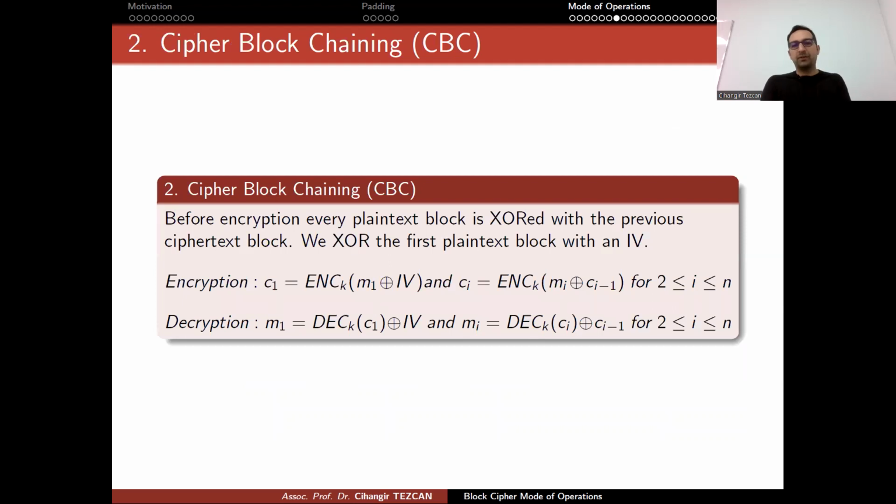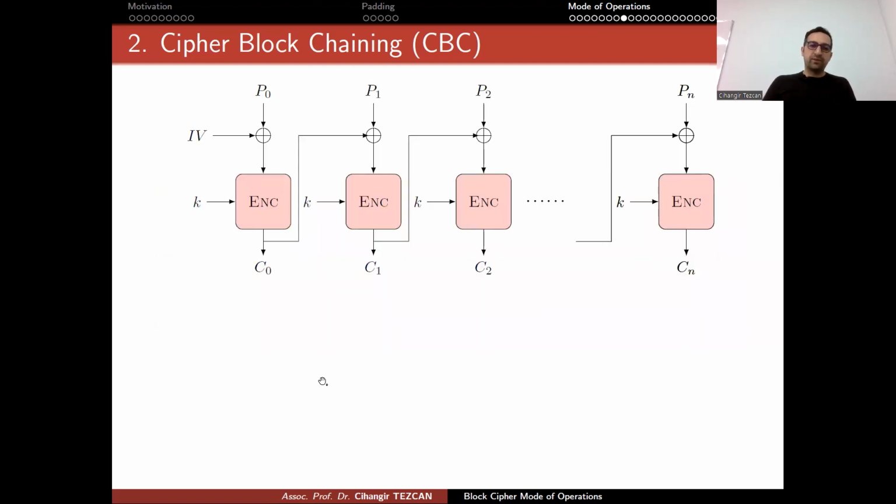All right, so we said that one of the solutions to ECB could be CBC, cipher block chaining. It is defined as follows. Before encryption, every plaintext block is XORed with the previous ciphertext block. As you can see, when you want to encrypt Mi, you XOR it with Ci-1, then perform the encryption. Of course, at the first block, there isn't a ciphertext 0, so you XOR it with an IV. So we XOR the first plaintext block with an IV, and the person who wants to decrypt performs the following operations.